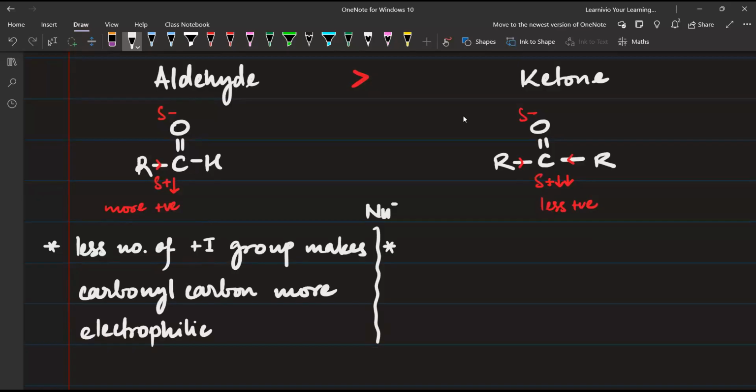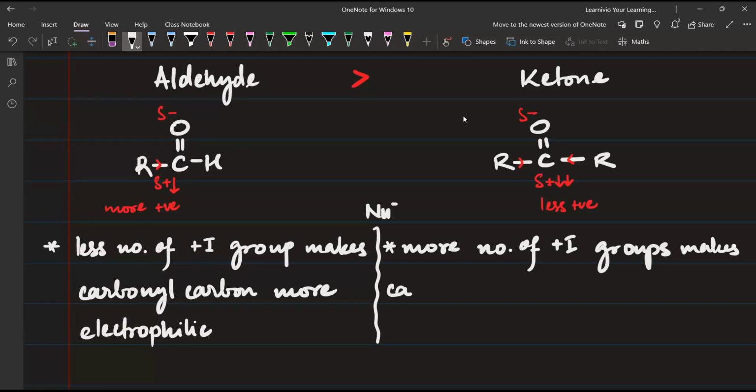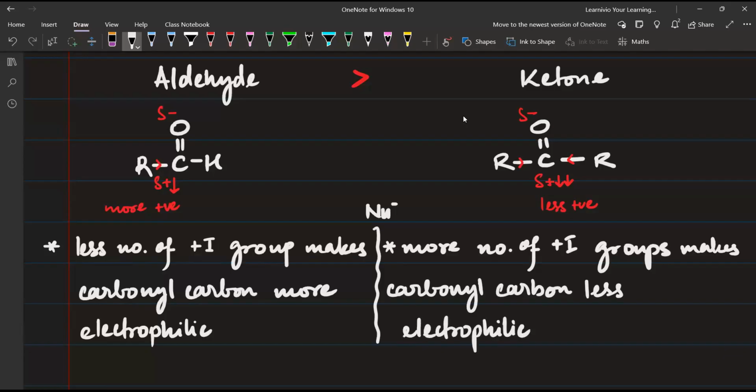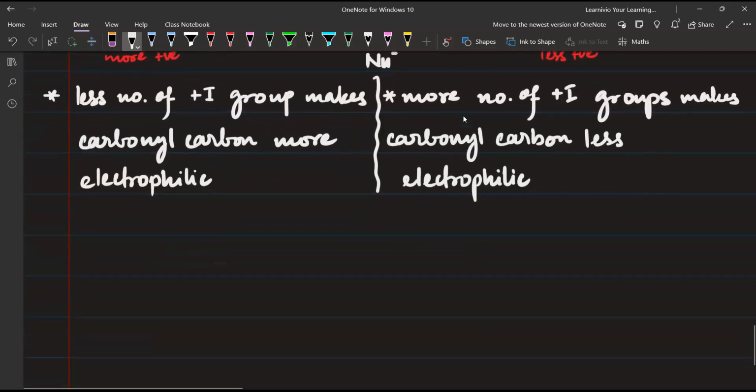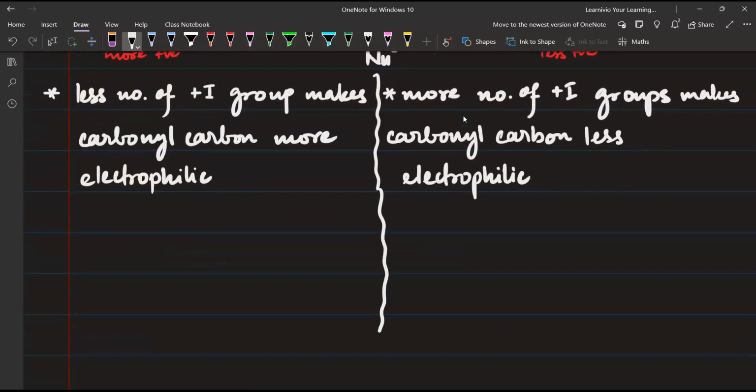In comparison, for ketones, a greater number of plus I groups makes the carbonyl carbon less electrophilic. If I have not written, don't worry. I will give you time to write.